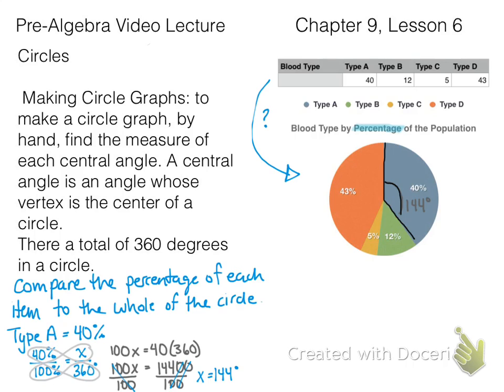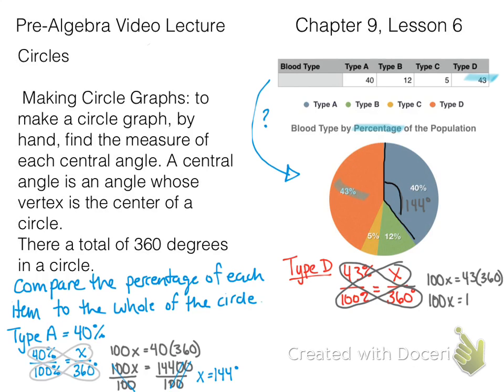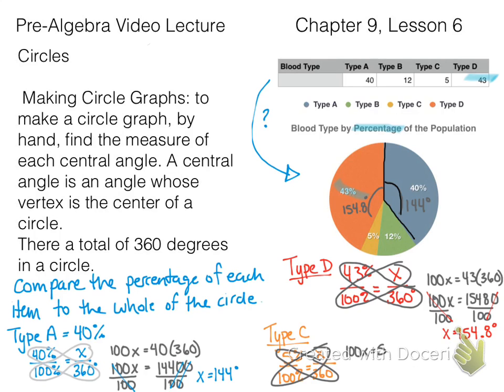All right, let's go check another blood type. Let's check blood type D, as I'm just picking random ones. I'm not going in order. Well, we know that blood type D is 43%. It tells it to me inside the graph, and it actually showed it to me inside of my circle graph there. So we're going to figure out how many degrees in a circle is represented by 43% of the whole. So we're going to do cross product. We're going to figure out what x is, and we're going to figure out that x equals 154.8 degrees.